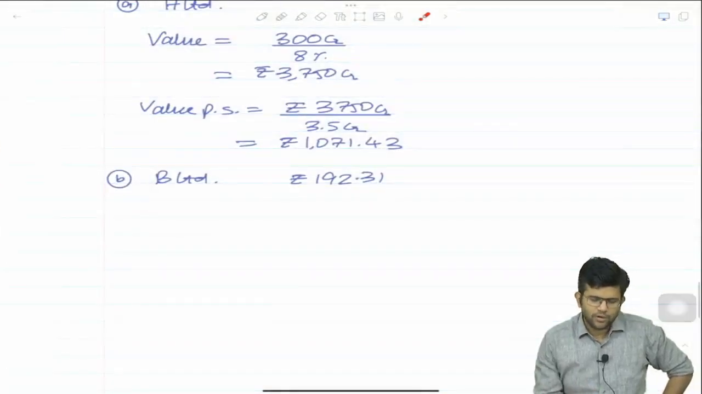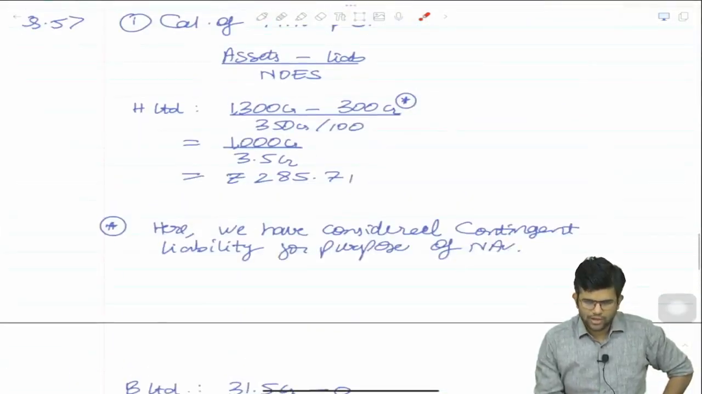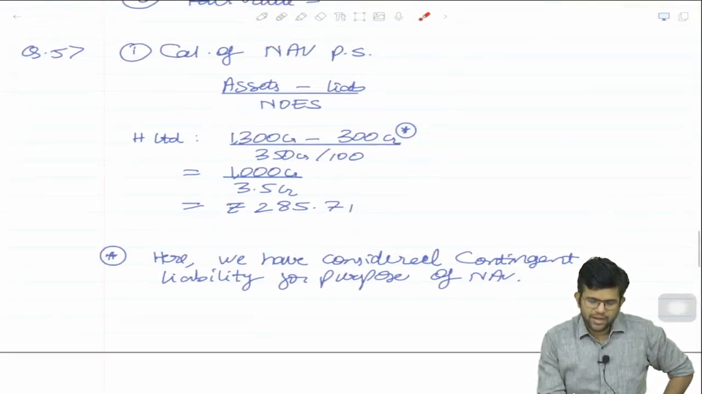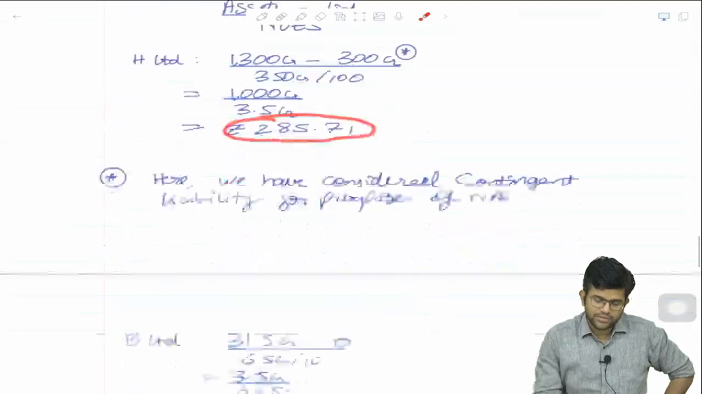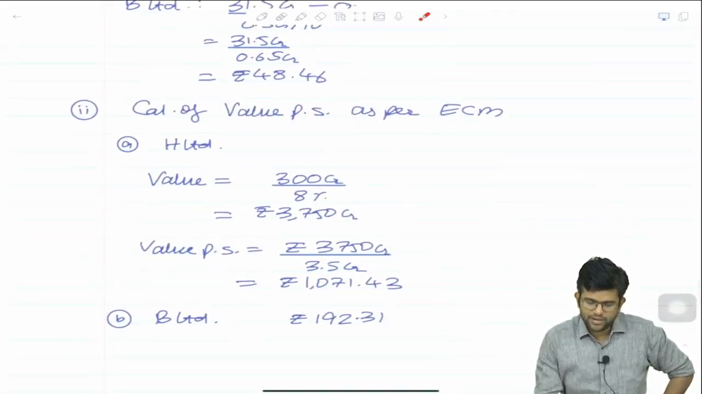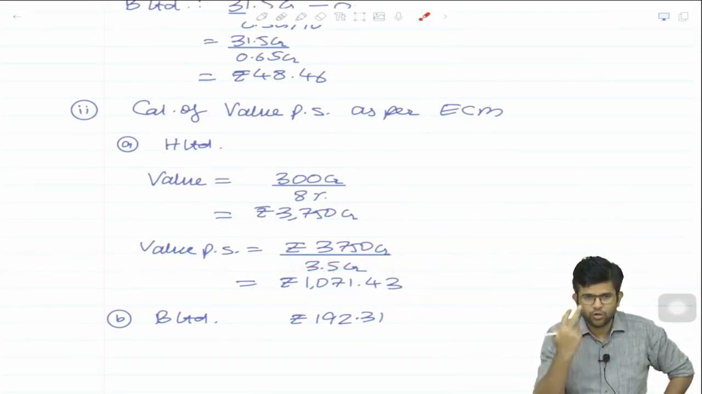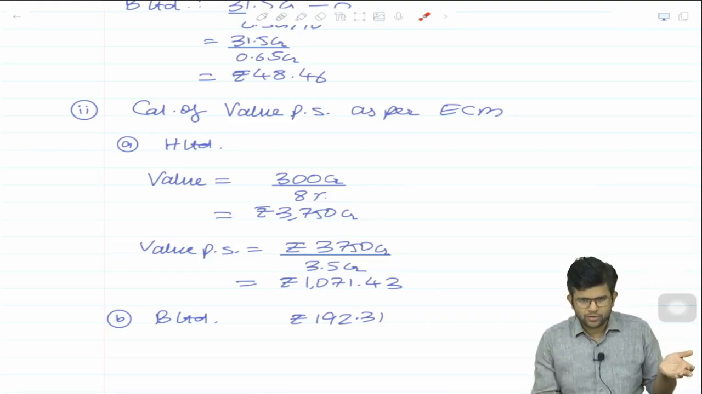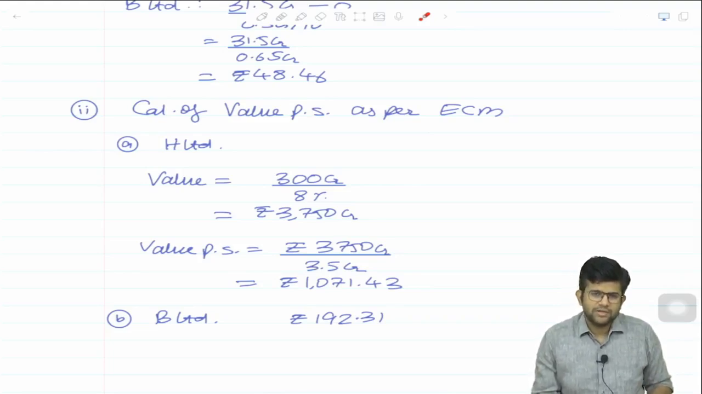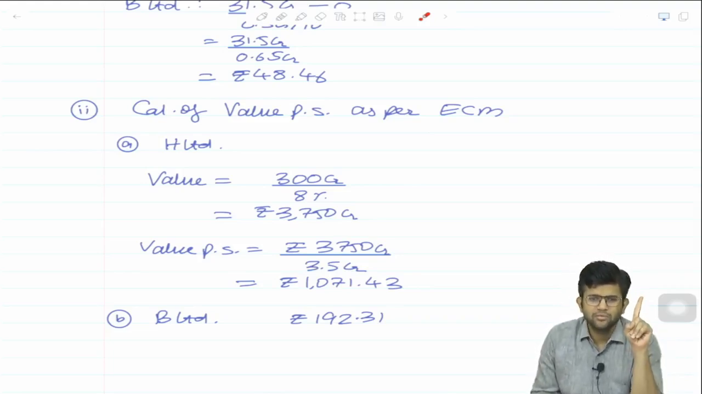Fair value, we have been talking since long. Now, can I say as far as H, let's talk only about H Limited. H Limited has two values. As per the NAV, it has 285.71 and it has, as per ECM, 1071.43. Everybody clear? Same company has got two values. Same goes for B Limited also. There are two values. Fair value, what does it say? Fair value says there are not two values, there is one value, which will be the average of the both. I hope you are able to understand. Hello. It will be average of both.